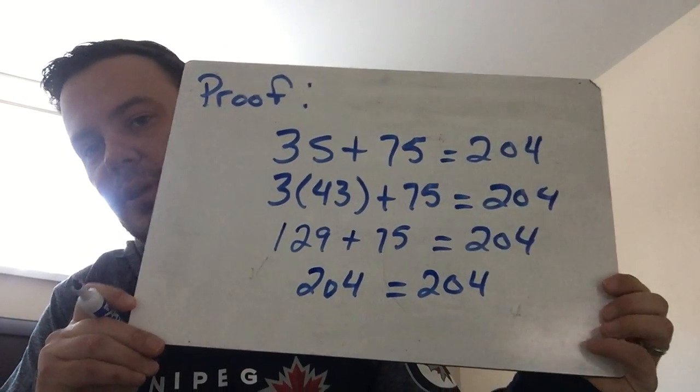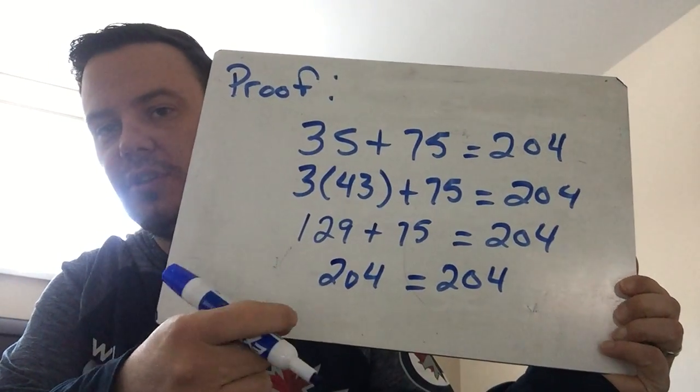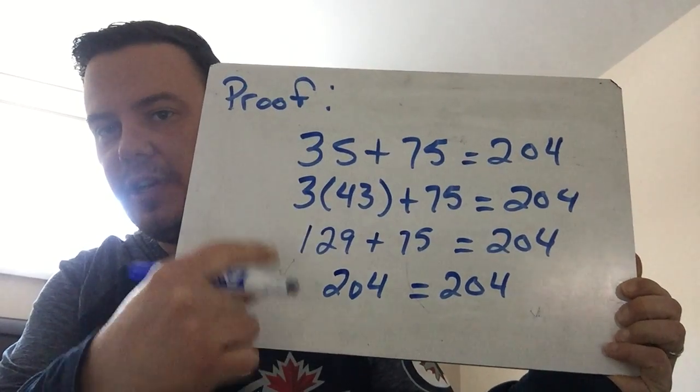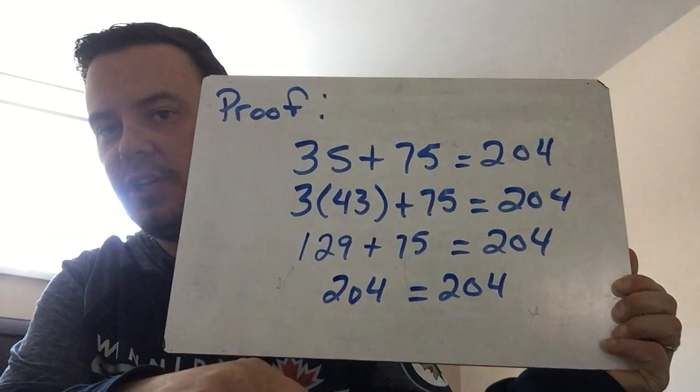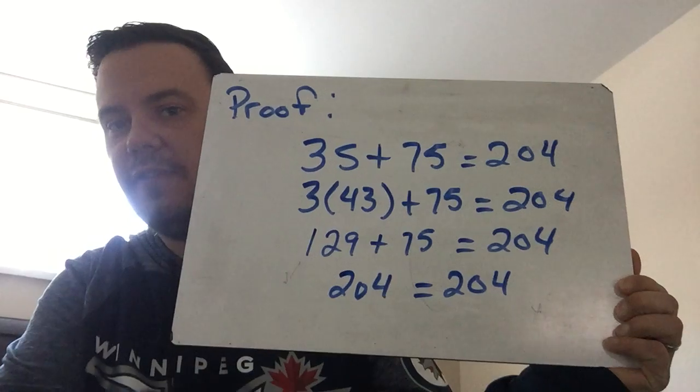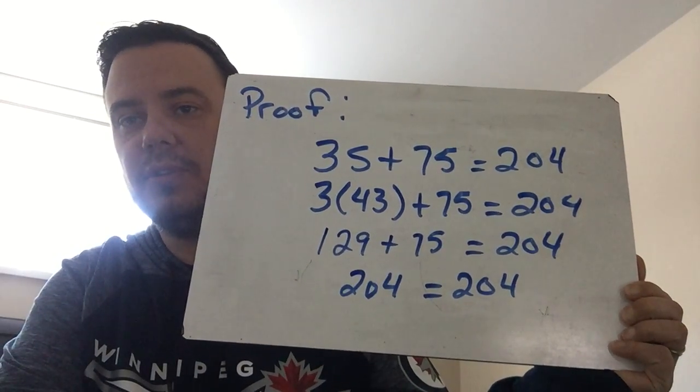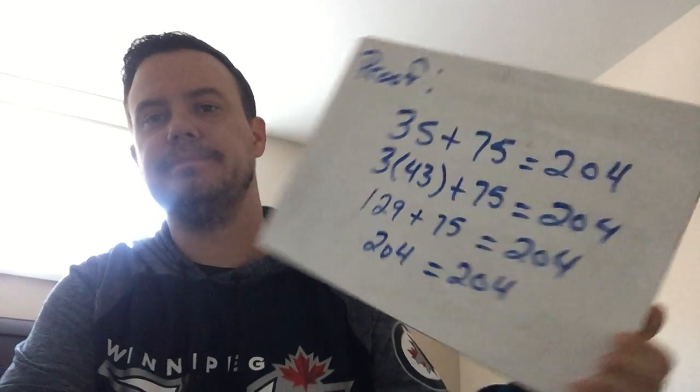Okay? So remember, you know what S equals now because you solved it. You just have to substitute in for S, do the multiplication first to get your 129, then add your 75, and if you got the same total on both sides, you know you've got the right answer.